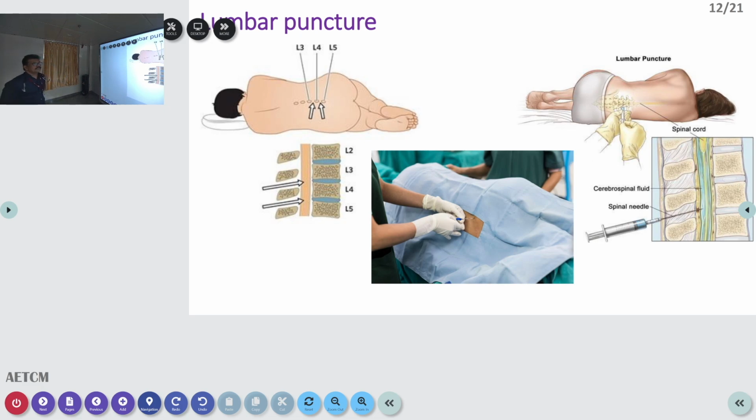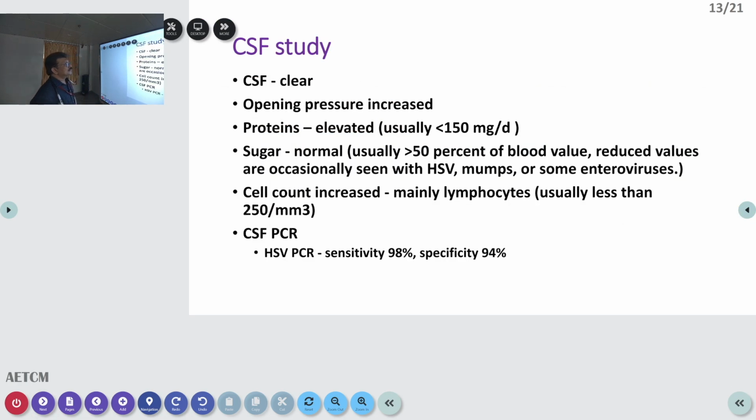Now, every patient with brain infection, whether it is bacterial, viral, fungal, tubercular, or even malignancy, autoimmune, we have to do a lumbar puncture study. Lumbar puncture will be done to take the cerebrospinal fluid, and we will be doing analysis on this fluid. So if we see the study pattern in viral infections, CSF can be clear. If it is a bacterial meningitis, mostly pus will be there. Even under the microscope, or if you are not seeing with your eyes, you can see the pus cells under the microscope. Opening pressure is increased, that is because of the raised ICP.